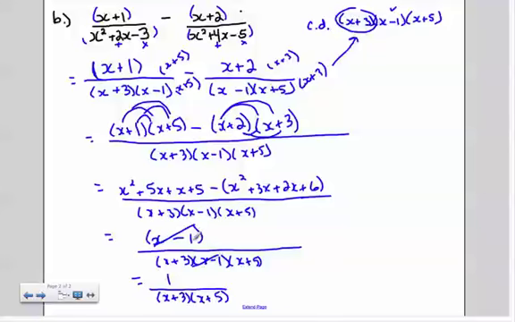That doesn't happen all the time. If my top ended up as x minus 2, then my answer would be x minus 2 over x plus 3, x minus 2, x plus 5. It's just because we did end up with the same thing on top and bottom.